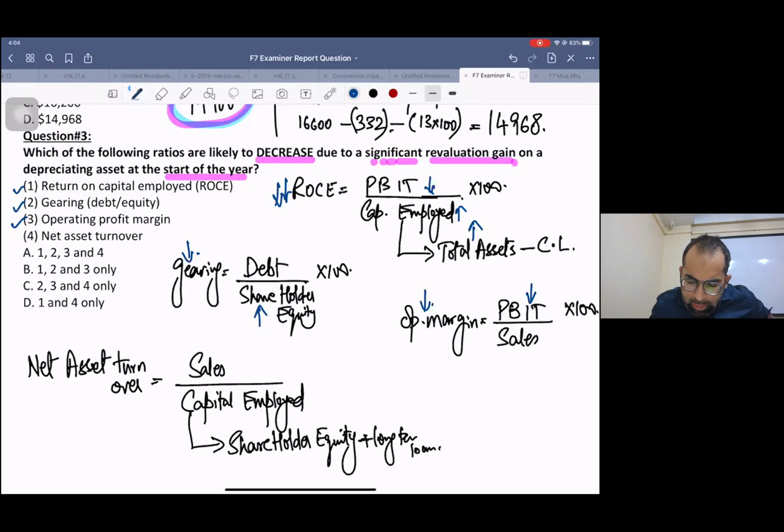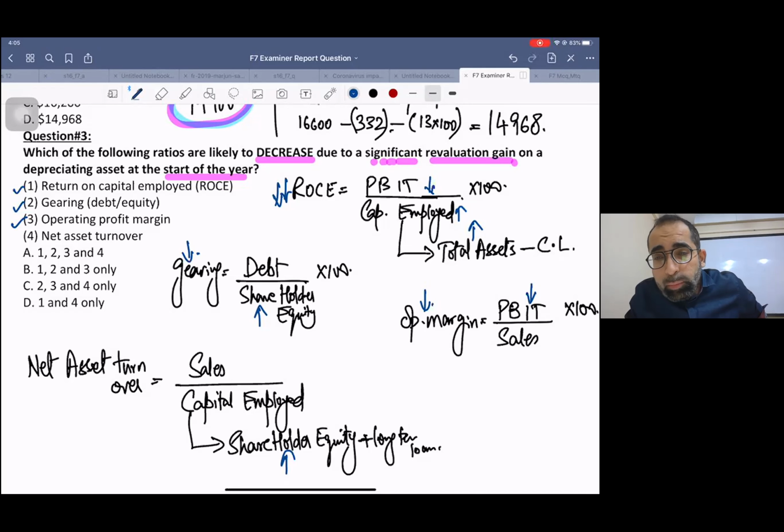The formula of asset turnover is sales divided by capital employed. Now, because of upward revaluation, there is no impact on sales. But yes, because of upward revaluation, your shareholder equity goes up, as there will be a new revaluation reserve. So your shareholder equity will go up.